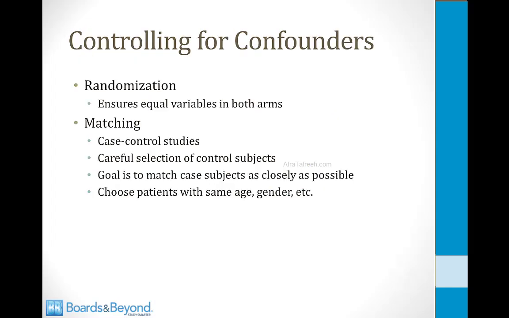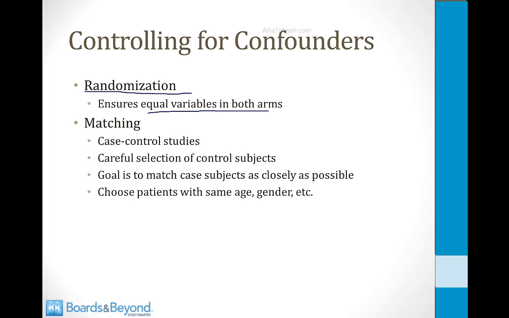It's high yield to know for your board some of the ways that researchers control or eliminate confounders, and the first way is randomization. So if you randomly assign subjects to both arms of a trial, this should ensure equal distribution of all variables in both arms. For example, in the study on the last slide, if we could have randomly assigned people to be an alcoholic or not, of course that's impossible, but if we could have done that, we would have gotten equal distribution of smokers among the alcoholic group and the non-alcoholic group, and this would have eliminated the confounders.